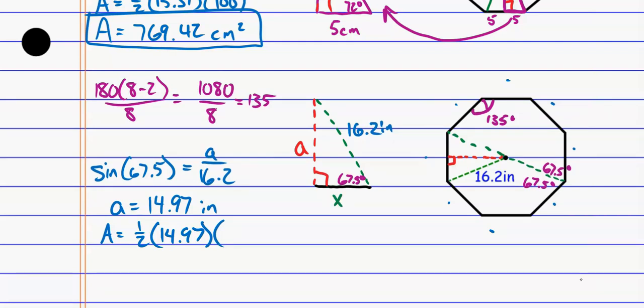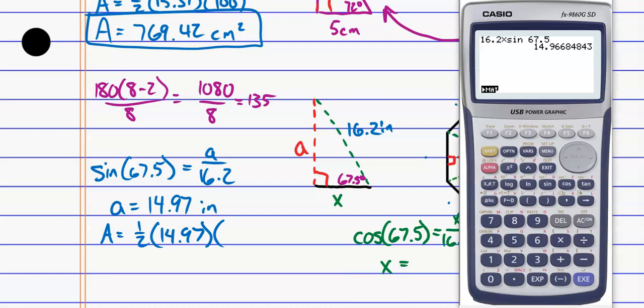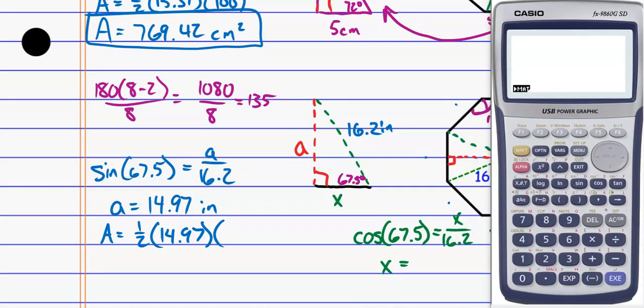Okay? And so once again, if I use a trig function here, I have the hypotenuse once again, but I'm missing the adjacent side. That tells me to use cosine. So I could do cosine of the 67.5 equals adjacent over hypotenuse. And now once again, I can cross multiply and solve. Again, this is a job for my calculator. 16.2 times the cosine of 67.5. And I get 6.199, so 6.20 is what it rounds to.